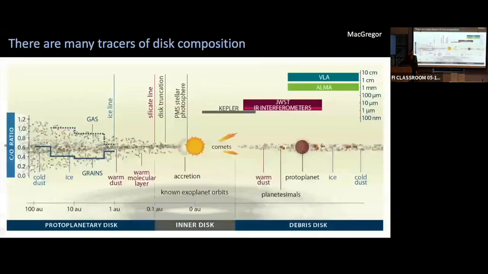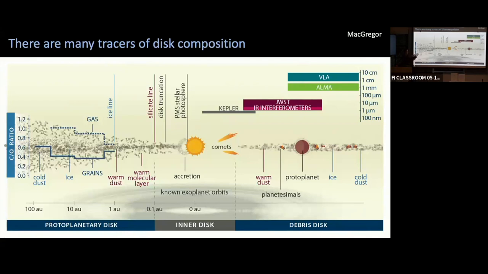So disks are complicated beasts if we look at not just structure and think about planetary sculpting, right? This is showing a cartoon of a protoplanetary disk and a debris disk. And it's kind of trying to highlight that different wavelengths of light are actually tracing not just different grain sizes, but different radial locations in a disk because we're sensitive to different temperatures.